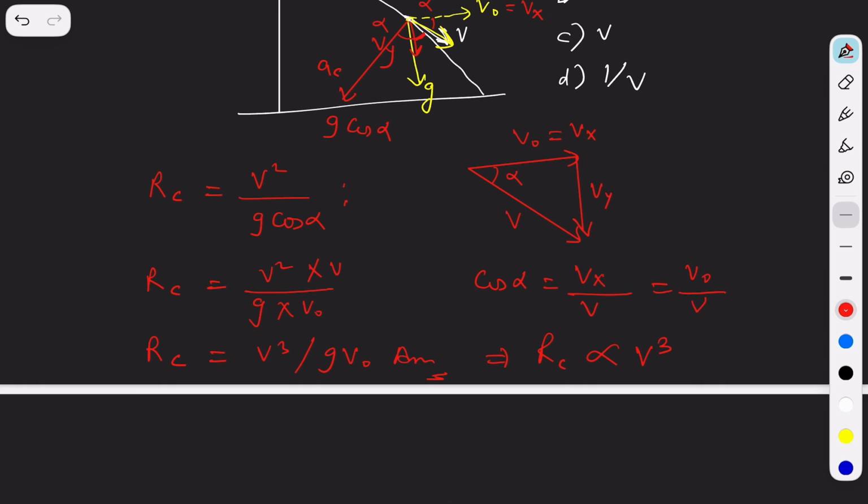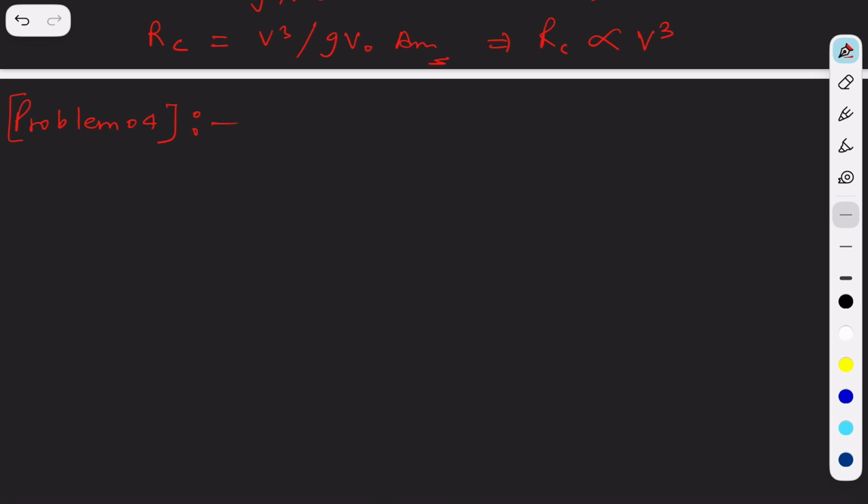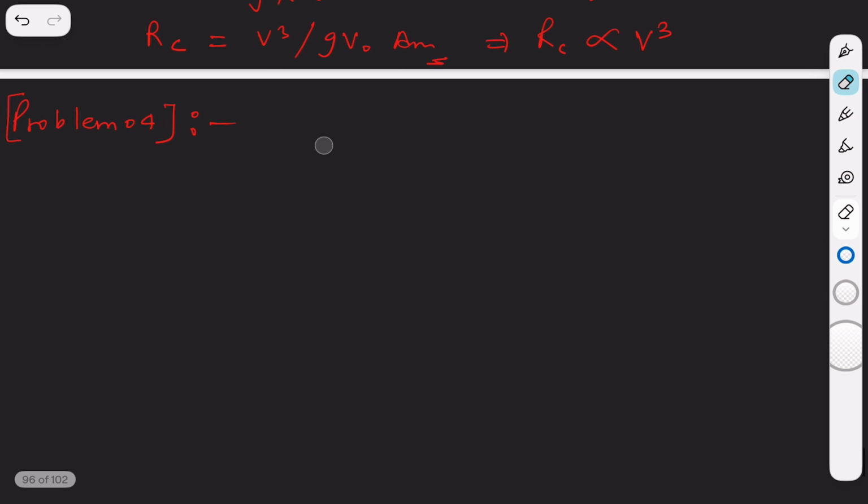Now let me take one more problem, and then I think that would be enough in terms of understanding the idea of radius of curvature. So problem number 4. The question says that the figure shows the velocity and acceleration of a point-like body at the initial moment of its motion. The figure that has been shown here, I am just making it for you.